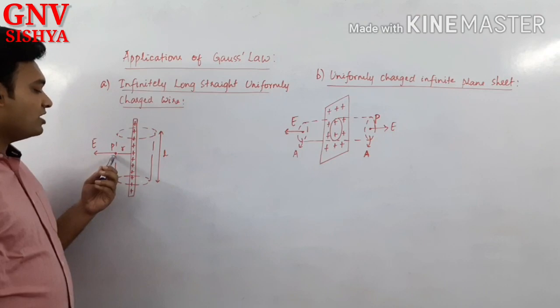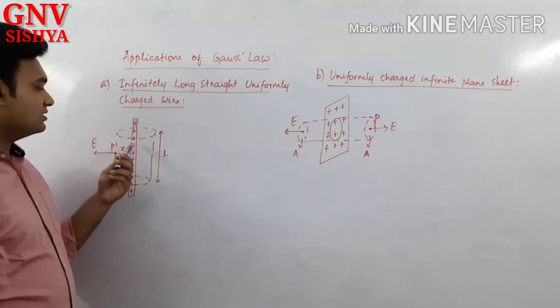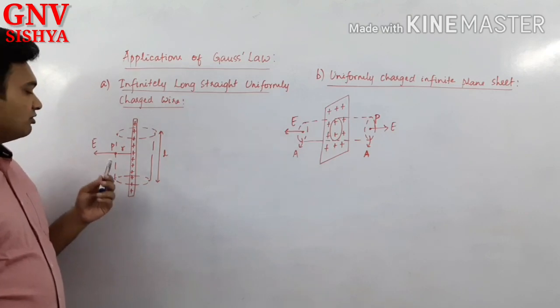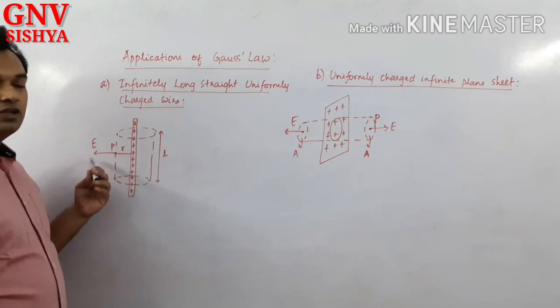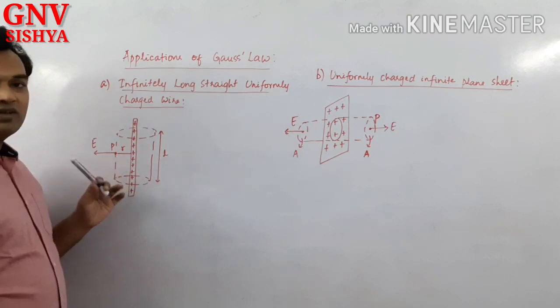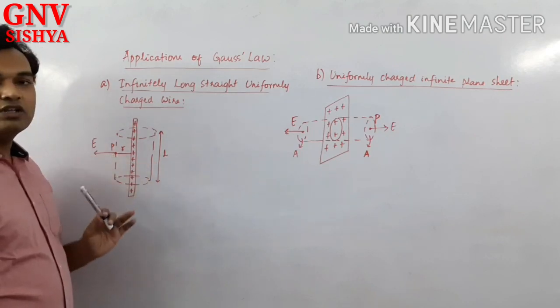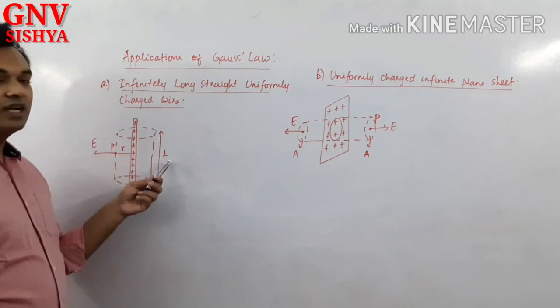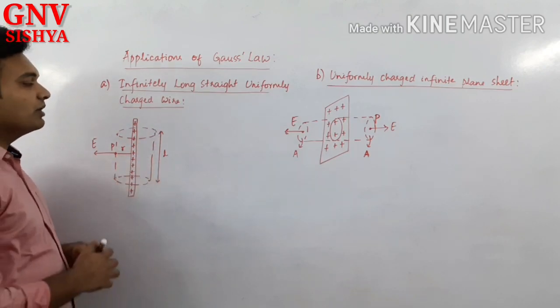So when you take point P anywhere near this infinitely long wire, the electric field will always be pointing horizontally, or perpendicular to the wire. Okay, right, now that we have cleared that, we are going to apply Gauss's law. The Gaussian surface we have taken has length L, right?